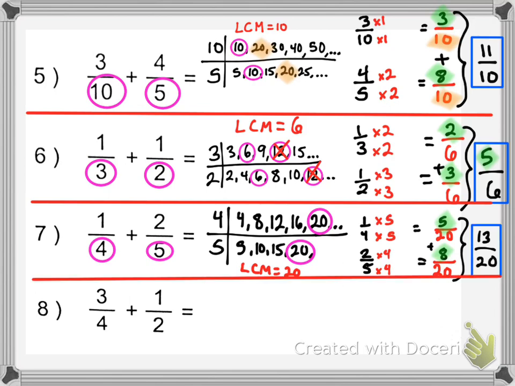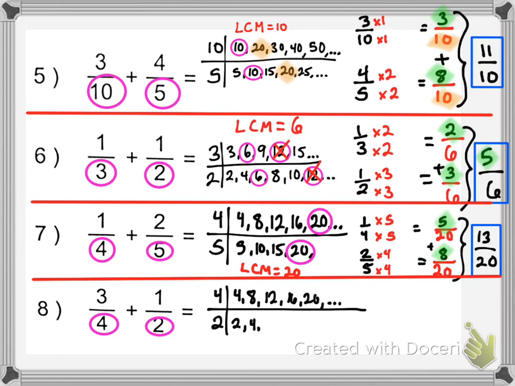The next fractions that I have is 3/4 and 1/2, so I'm going to use the 4 and the 2 to do my list of multiples. So here I go, 4, 8, 12, 16, 20, and for 2, so it's 2, 4, 6, 8, and so on. You can see that I have a 4 in common, that's the smallest number that I have, so that's my LCM, my least common multiple.